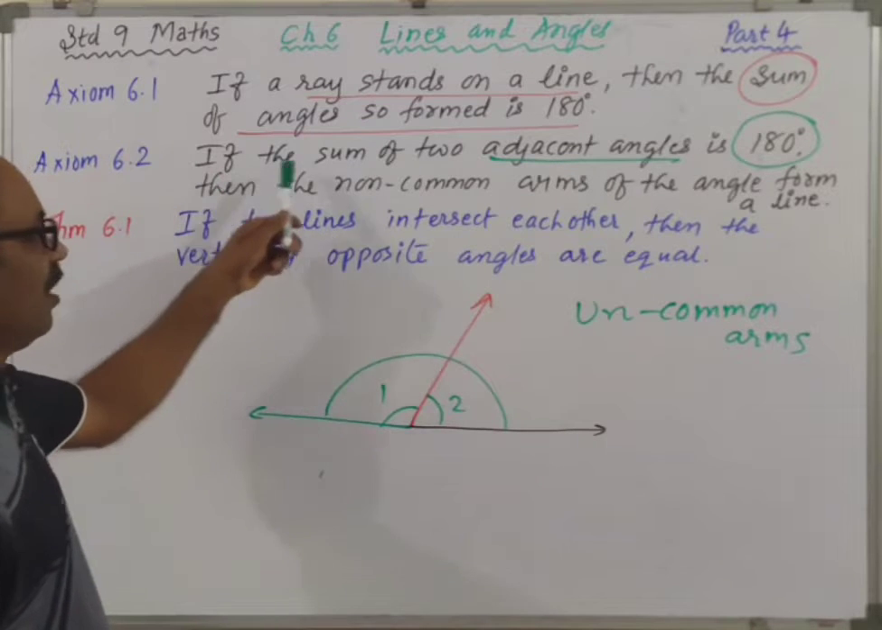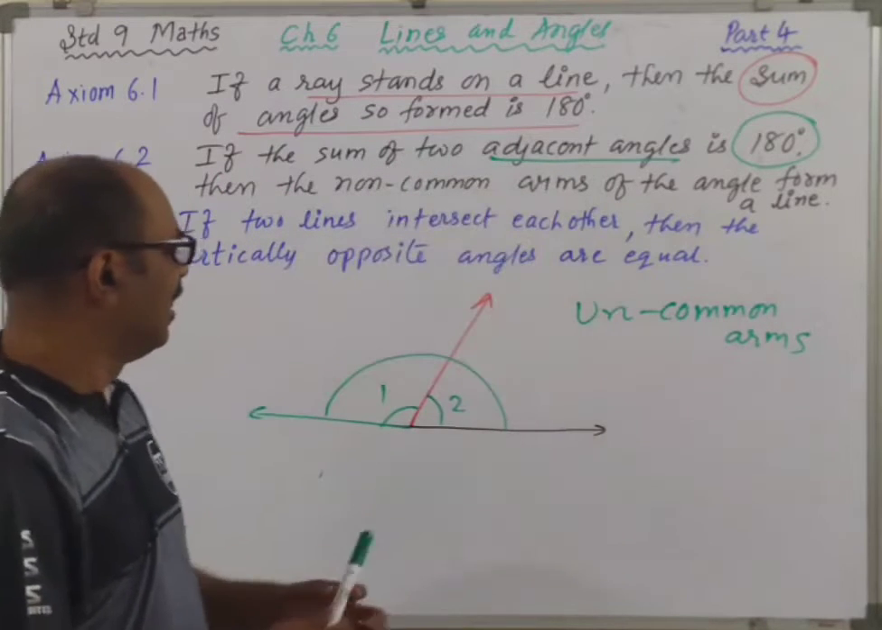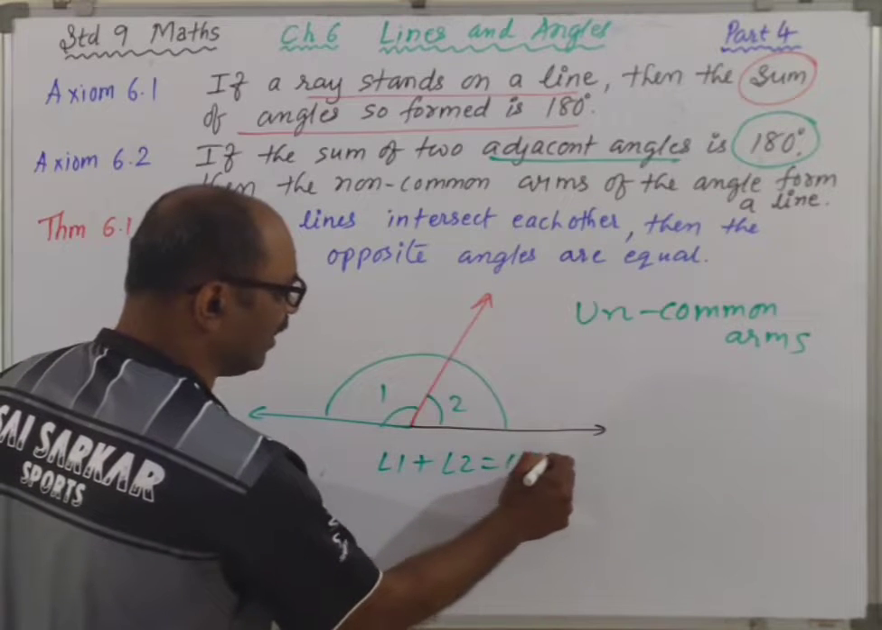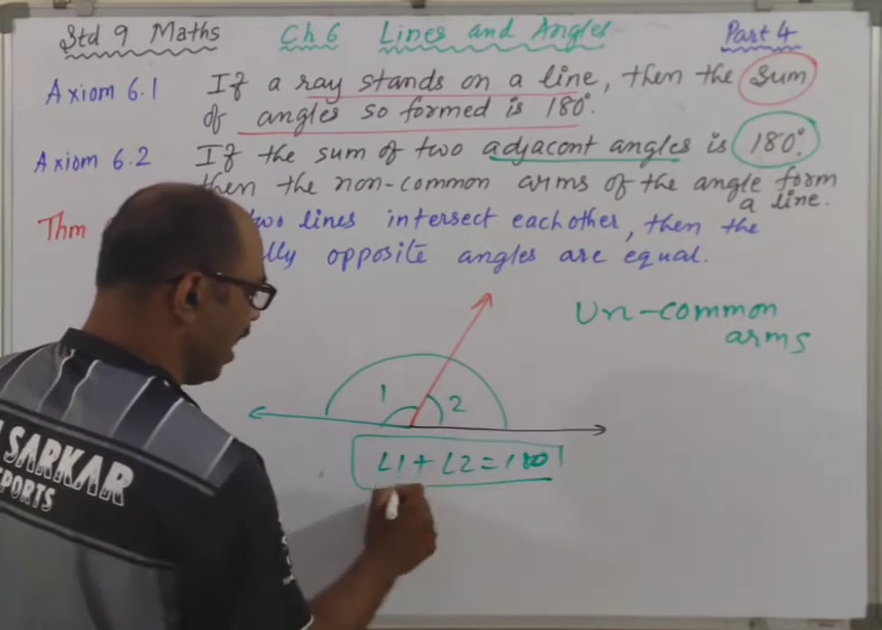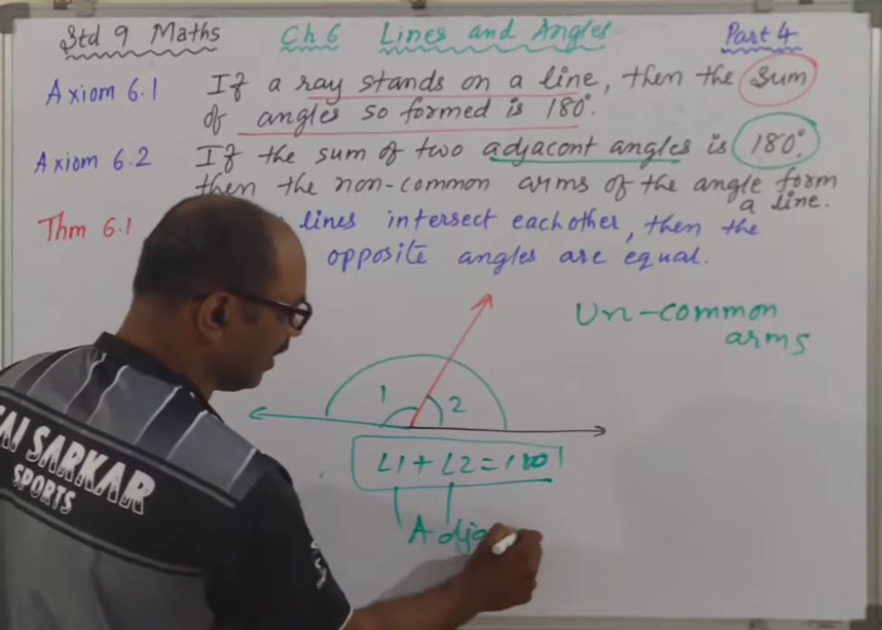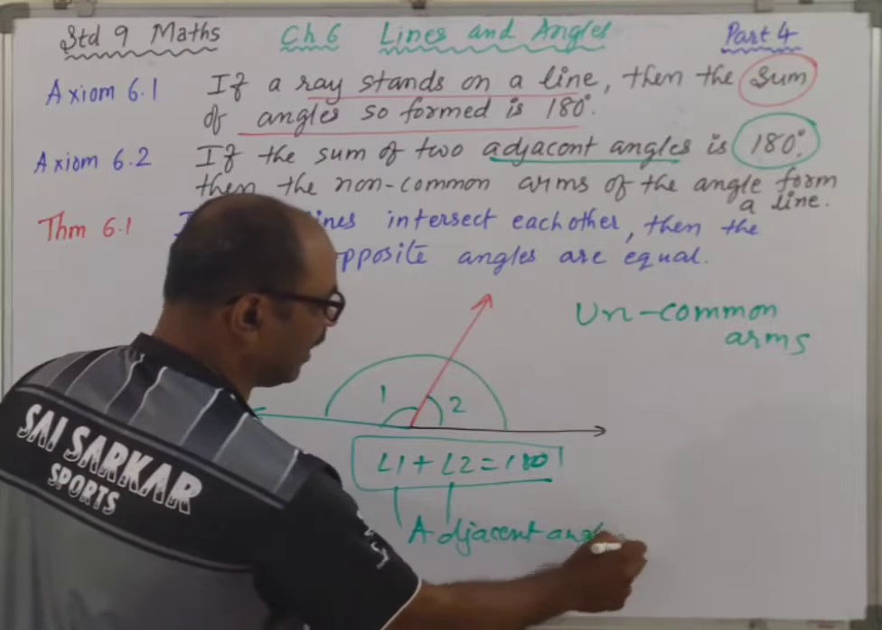Let's see. If the sum of two adjacent angles, here angle 1 plus angle 2 equal to 180, that is given, and angle 1 and angle 2 are adjacent angles. There are two things in the condition.